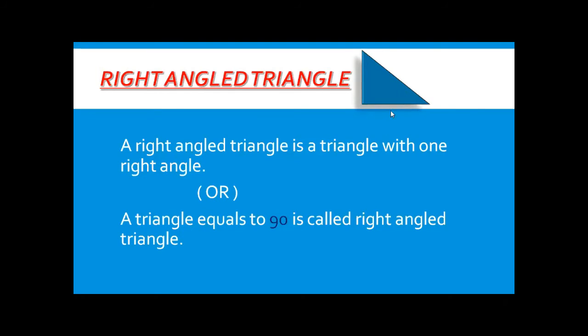And the right angle triangle looks like this. The complete and accurate shape. This represents right angle. This point represents 90-degree angle. It always looks like this. Its shape never changes.